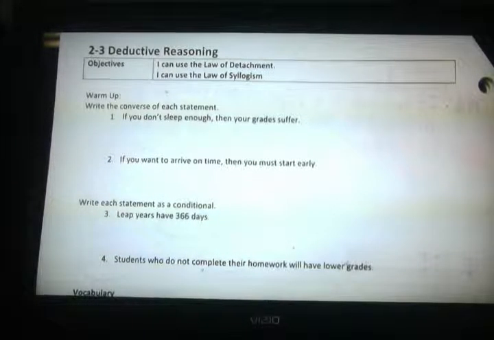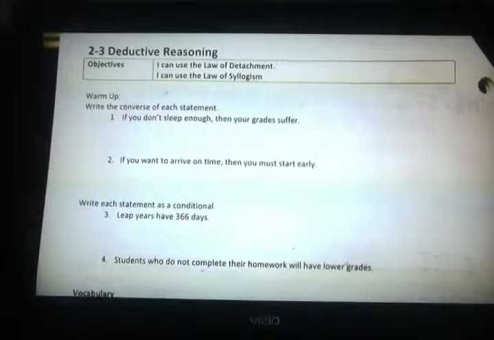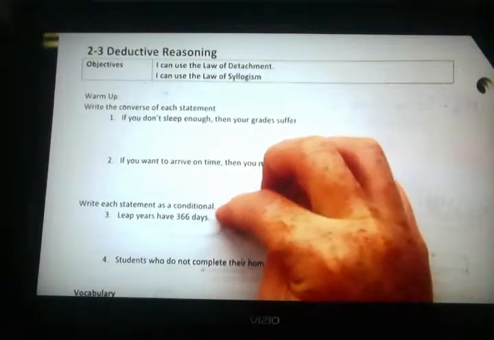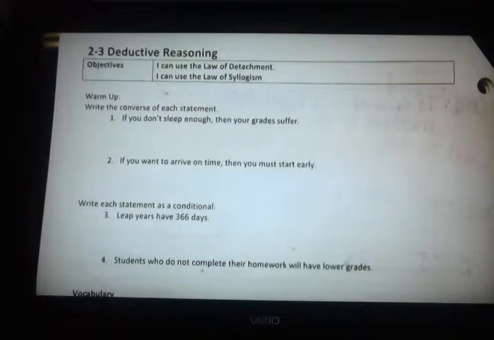We're doing 2-3 today. Your objectives are using the law of detachment and the law of syllogism. Two new things that we're going to learn. Okay, you have a warm-up, stuff you should already know. Converse of a statement, conditional. Okay, so go ahead and try those. Remember, converse, you switch your subjects. Conditional is just an if-then. Okay, go ahead.